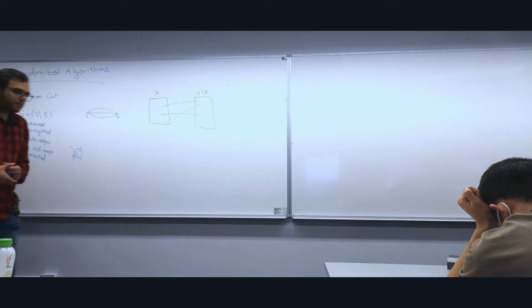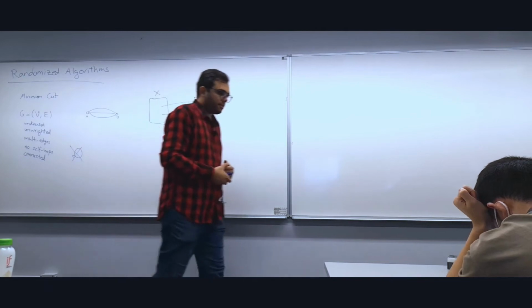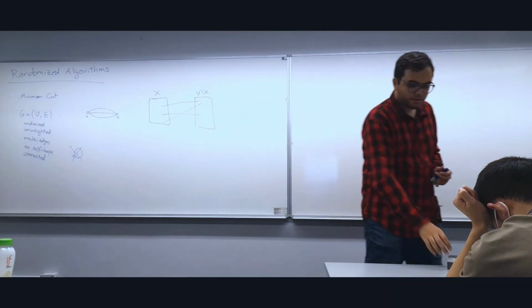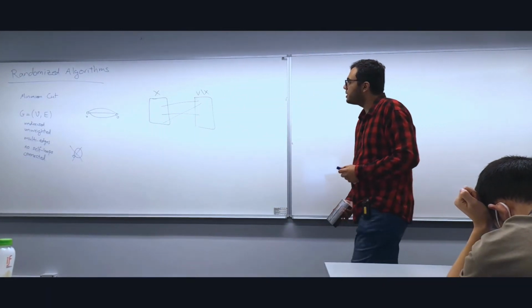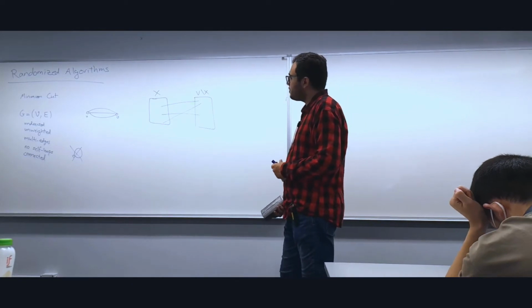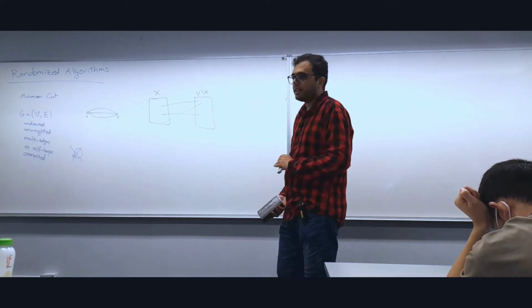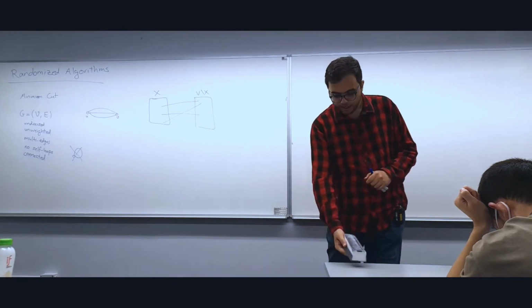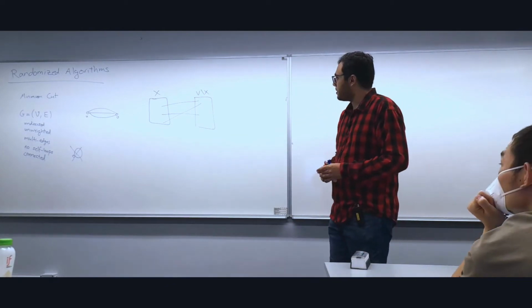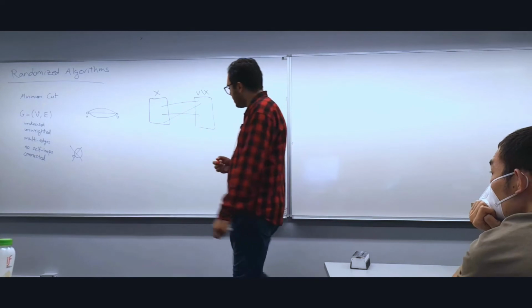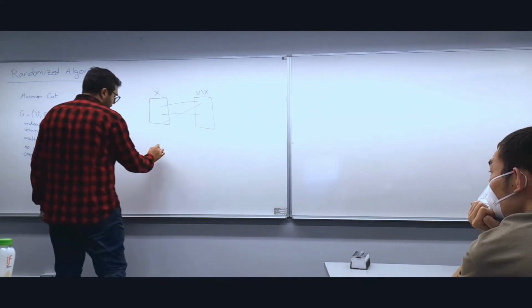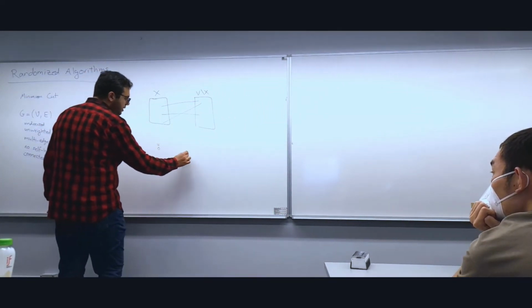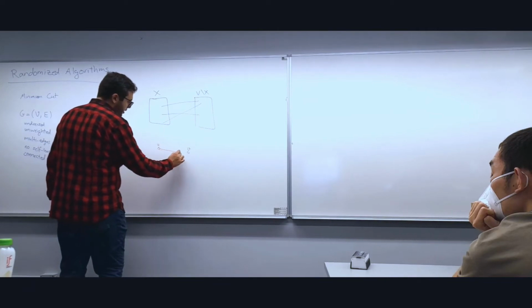Now, you've probably seen a lot of complicated algorithms for this, and those algorithms usually use network flow. But we're going to have a very simple randomized algorithm. And here's my randomized algorithm. Suppose that I have two vertices, U and V, and let's say that they're connected by an edge.